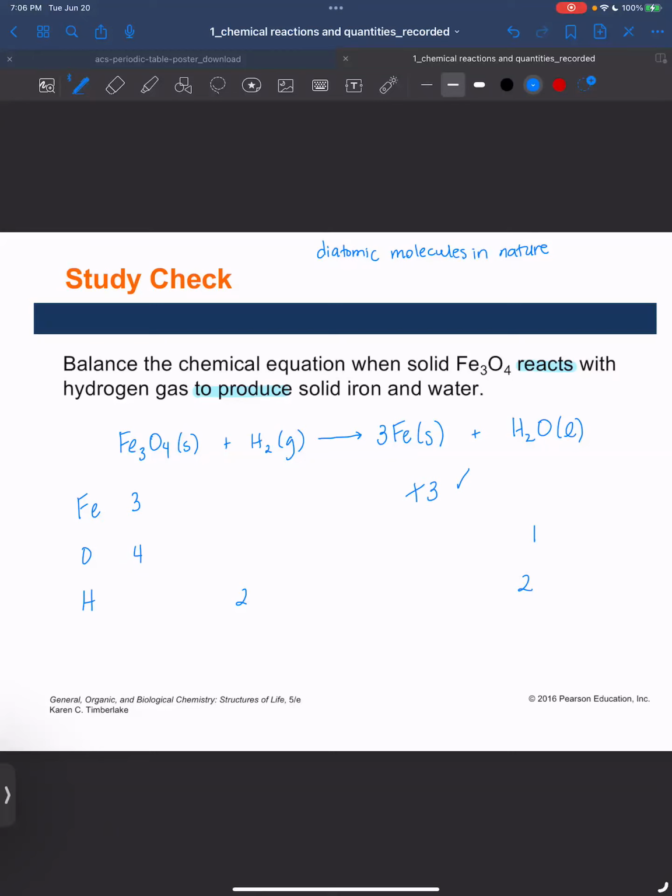Oxygen, I have 4 on the left. So what coefficient do you want to add to the right? Good. So you want to add 4 to the right here. And that will give me 4 oxygens, and that balances out.